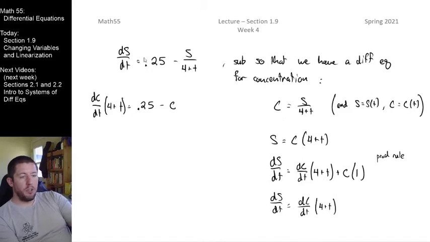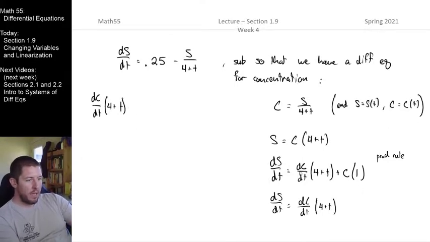Right, so here's my substitution. ds dt became dc dt times 4. All right, I'm going to get it right this time, I swear. I keep on dropping terms. Do you see what I'm doing right here? That's why I did it, it's because I didn't write it right there. All right, so there we go.